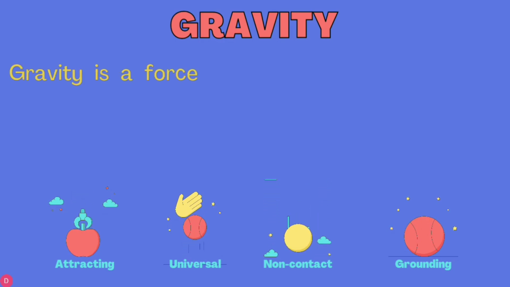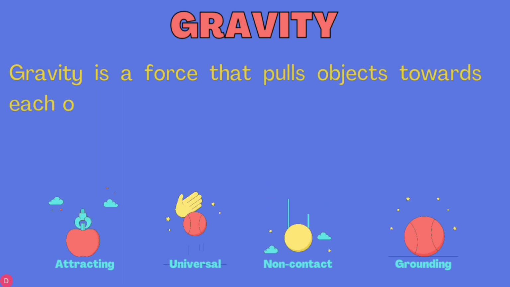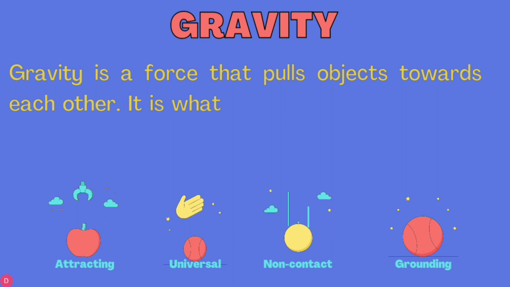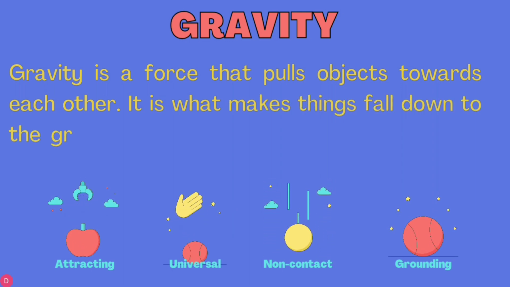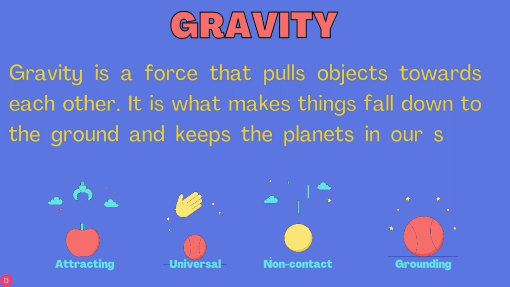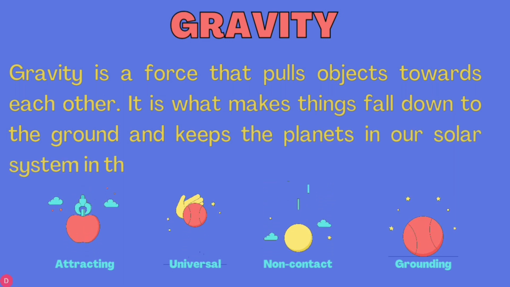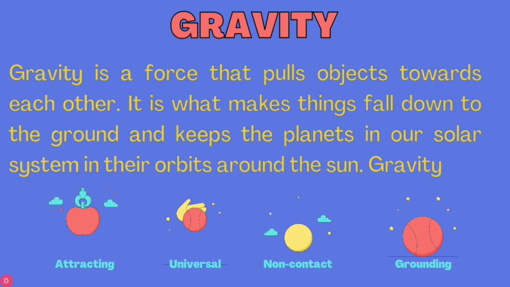Now let's learn what is gravity. Gravity is a force that pulls objects towards each other. It is what makes things fall down to the ground and keeps the planets in our solar system in their orbits around the sun. Gravity is attracting, universal, non-contact, grounding.